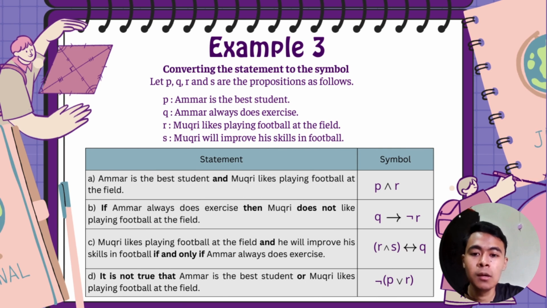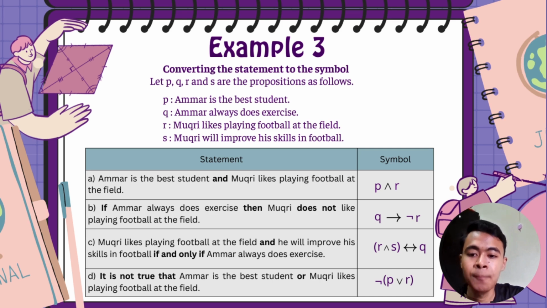Example 3. Converting the statement to symbols. Let P, Q, R, and S be the propositions as follows. P: Amma is the best student. Q: Amma always does exercise. R: Mukri likes playing football at the field. S: Mukri will improve his skill in football.